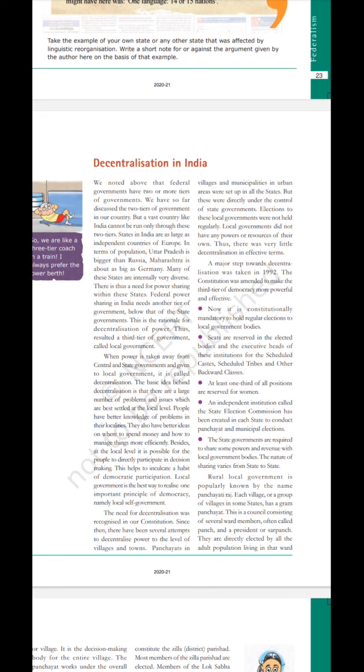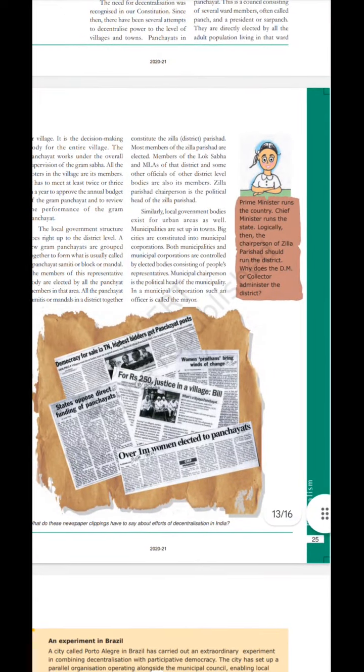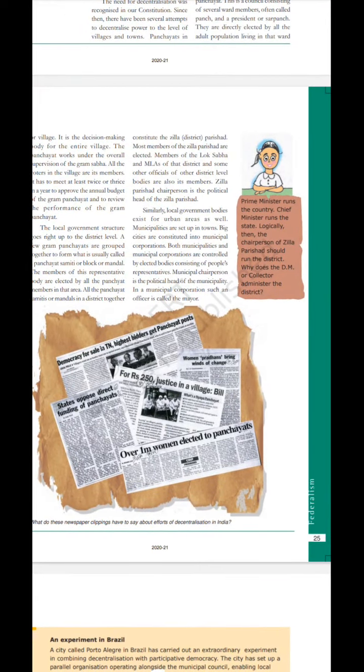Rural local government is popularly known by the name Panchayati Raj. Each village or a group of villages in some states has a Gram Panchayat. This is a council consisting of several ward members, often called Panch, and a president or Sarpanch. They are directly elected by all the adult population living in that ward or village. This is the decision making body for the entire village. The panchayat works under the overall supervision of the Gram Sabha. All the voters in the village are its members. It has to meet at least twice or thrice in a year to approve the annual budget of the Gram Panchayat and to review the performance of the Gram Panchayat.